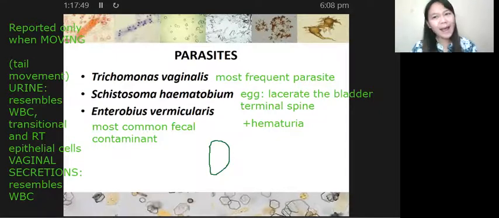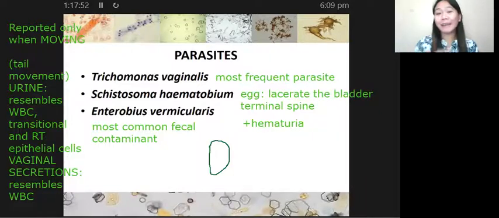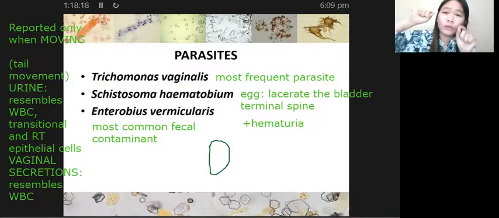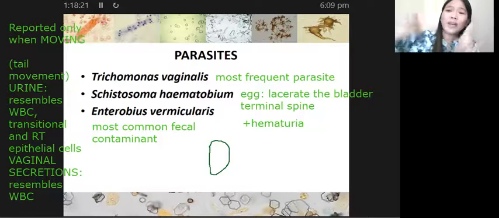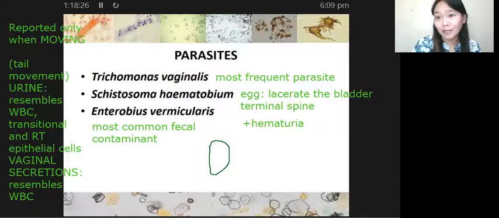Di ba? Kaya nga sa parasitology, ano ang sample for the detection of your Enterobius vermicularis? Scotch tape, di ba? Okay, your Scotch tape method. Kukuha ka ng Scotch tape sa ating laboratory, ilalagay doon sa butas ng puwet mo para makolekta yung eggs doon sa perianal region.